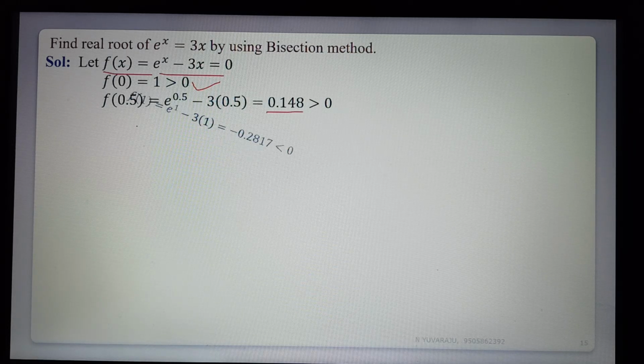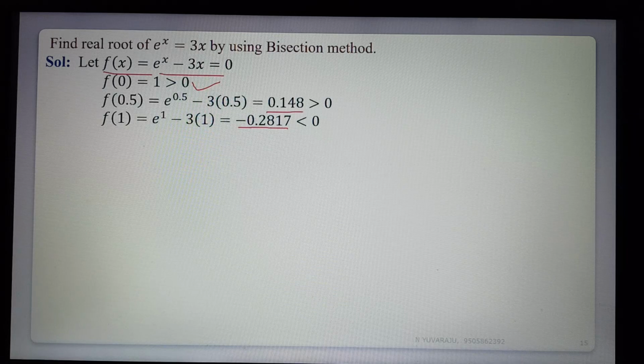So next, substituting 1, f of 1 is equal to e power 1 minus 3 into 1 is equal to minus 0.2817, negative value only. Now, the root lies between the previous value 0.5, where f of 0.5 is positive, and 1, where f of 1 is negative. Therefore the root lies between 0.5 and 1.